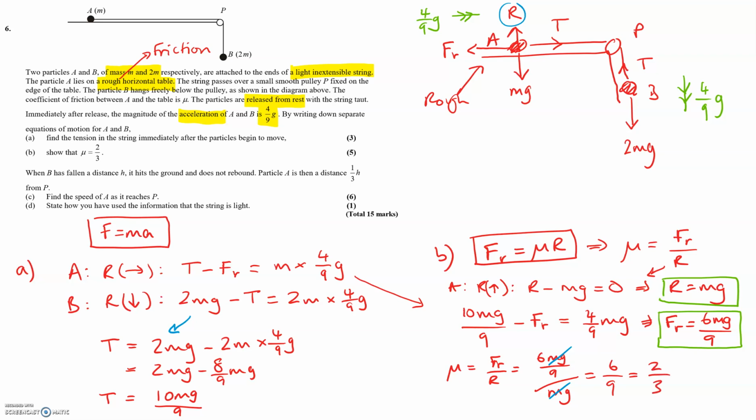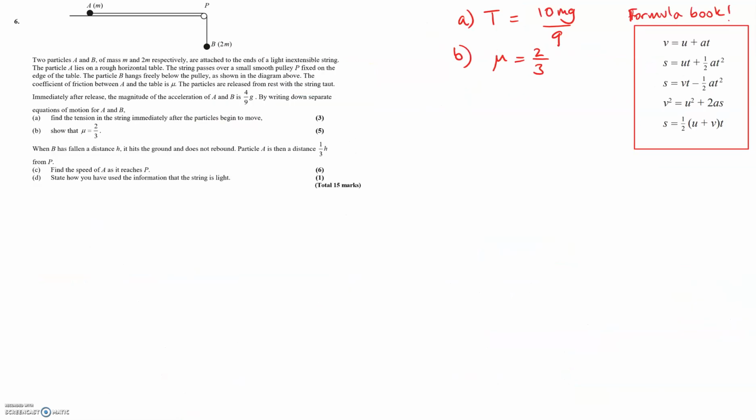That's part B. In part C, it tells you when B has fallen a distance of h, it hits the ground but does not rebound, and particle A is then a distance of 1/3 h from P, and I want you to find the speed of A as it reaches P. So now it's a mention of speed. This is probably something to do with SUVAT. So I put the SUVAT equations in the top corner there, and these are from the formula book, so I'm going to give them to you.